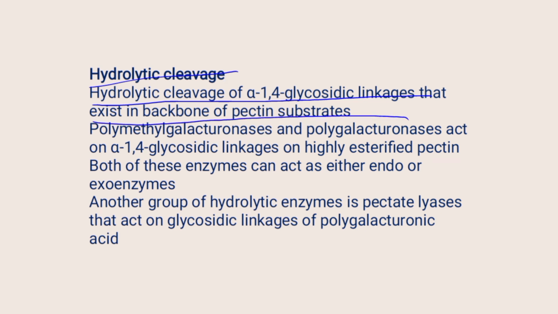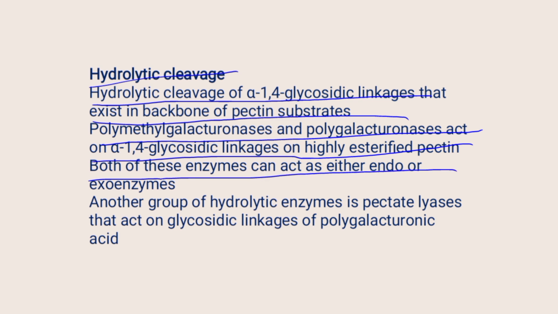of the pectin substrates. Polymethylgalacturonase and polygalacturonase act on alpha 1,4 glycosidic linkages on highly esterified pectin, resulting in 6-methyl D-galacturonate and D-galacturonate respectively. Both of these enzymes can act as either endo or exoenzymes, cleaving the pectin backbone either randomly or through reducing ends.